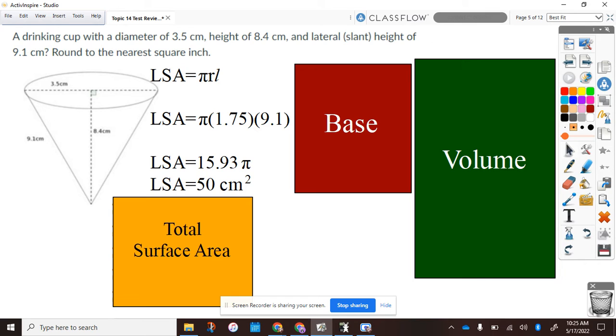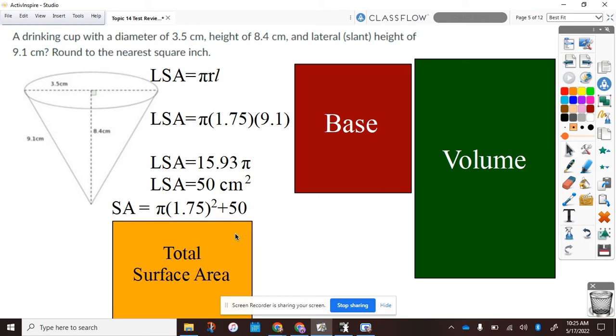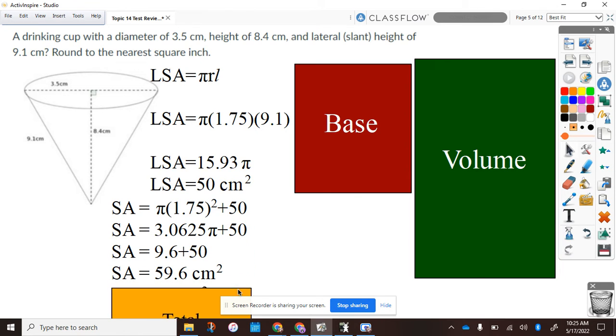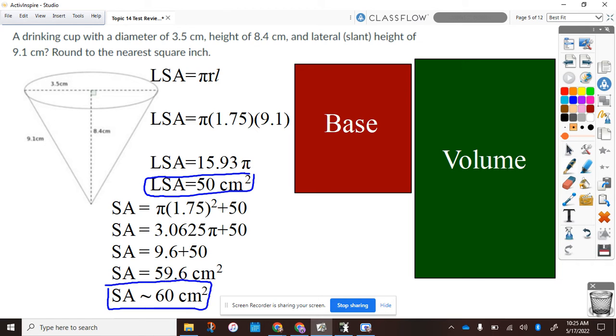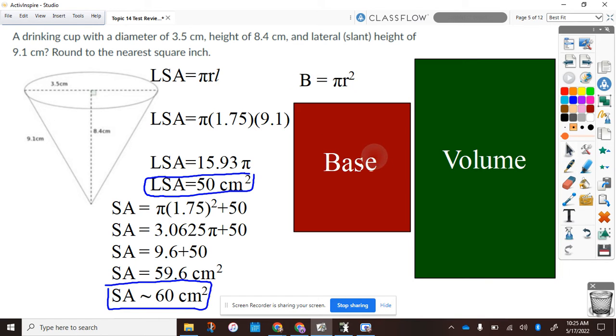Total surface area is going to be that number that we already got plus the area of the base, pi r squared. So we add all of that stuff together. When we round it all off, it ends up being about 60 square centimeters. All right. So your lateral surface area, rounded to the nearest square inch, is 50. Oh, square centimeter. Excuse me. The problem's printed wrong. Surface area, 60 square centimeters. Okay, the area of the base, remember, is always pi r squared.